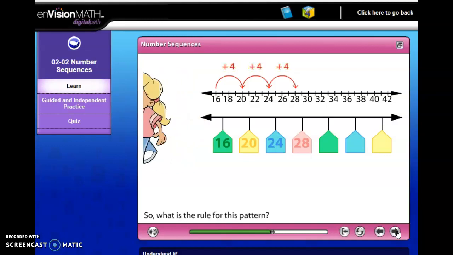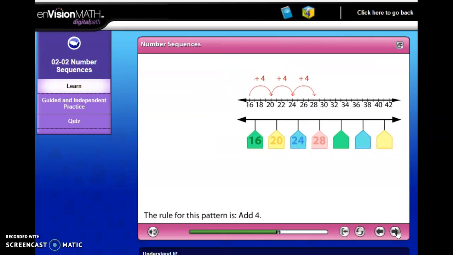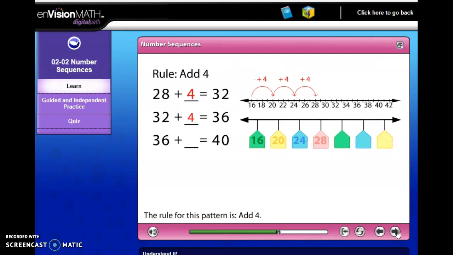So, what is the rule for this pattern? Think of what is the same. How much more was each jump? The rule for this pattern is add 4. Notice how they wrote it as a rule. Rule: add 4.